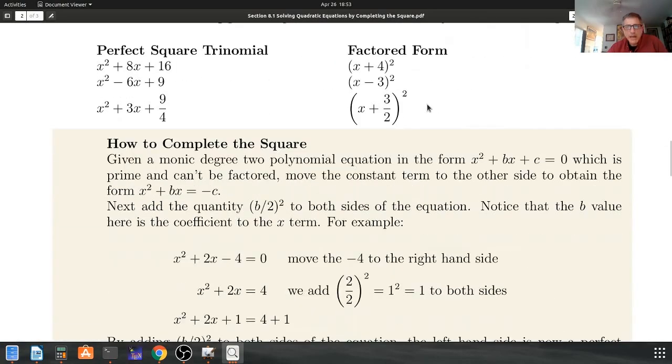We're going to look at some perfect squares. The next goal we're going to do is learn how to complete the square. It seems like it's worse than you think it is, but it's actually really easy to do.